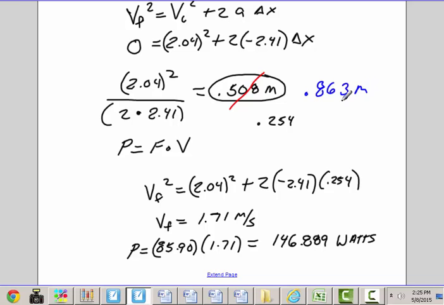Okay, we divide that by 2. Now, let's run again. So half of that is going to give me 0.4317 meters, because it wants to know halfway down. Take this out and put in 0.437. Okay, now run it again and see what you get for velocity.